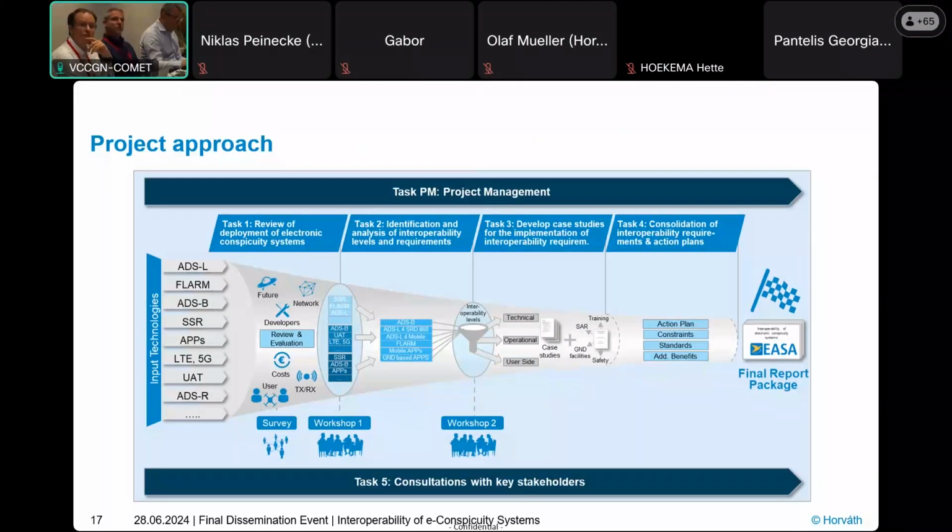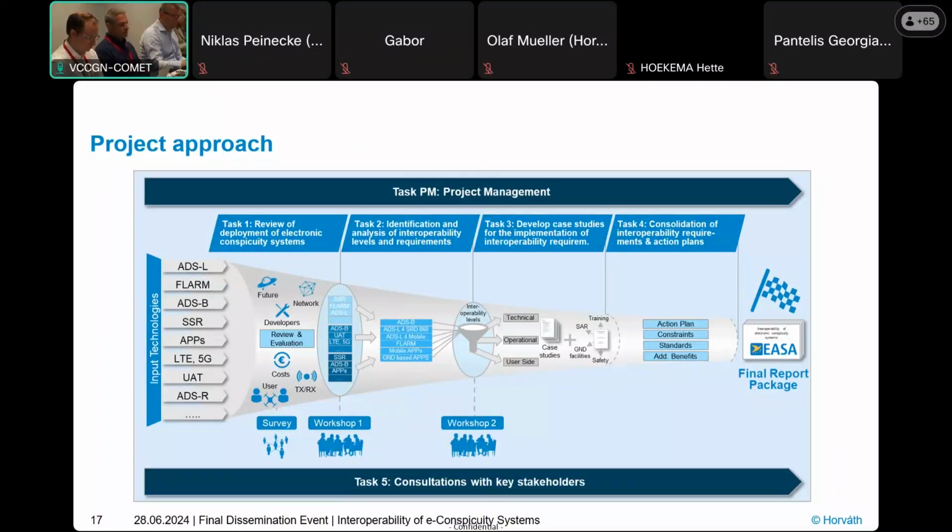Then in between the 2 workshops, we set up a lot of technical meetings to find out the mobile network usage issues and different transmission paths, the frequency congestions, and so on. And in workshop number 2, we went into the workshop with all these technical meeting inputs and derived the interoperability levels. And we defined 3 major levels: technical, operational, and user side.